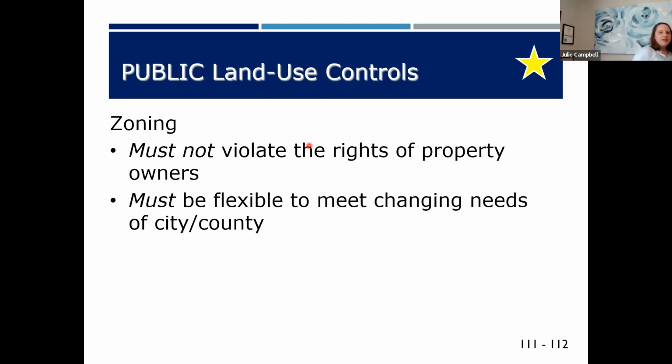So zoning must not violate the rights of the property owners. And zoning needs to be flexible. Things change. Plans change. Long-term goals change. Is where you saw yourself in 5 years in high school the same answer you had in college, or did that change? Was that something different? So things change, and zoning needs to be flexible to allow for these changes.